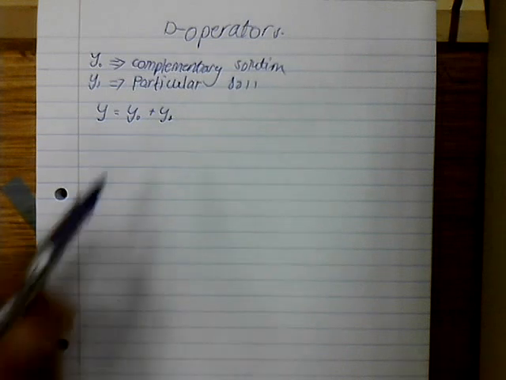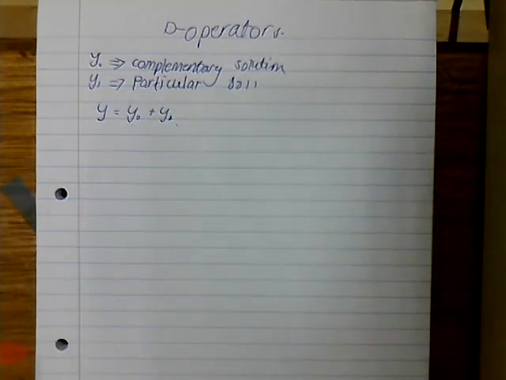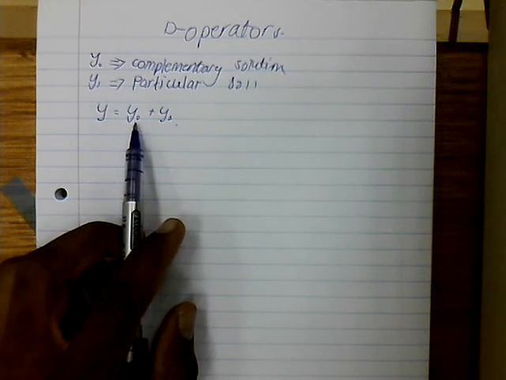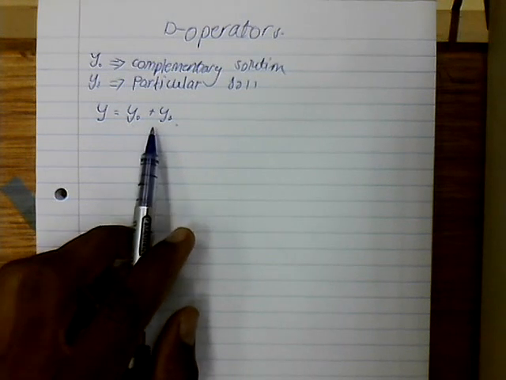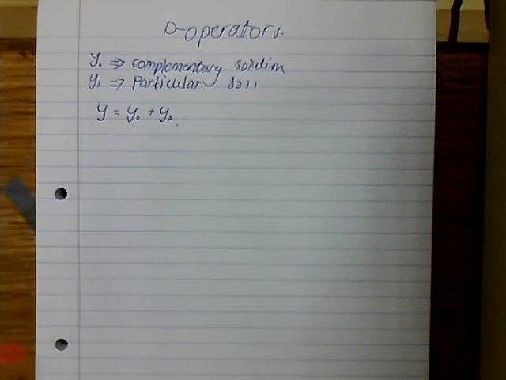Okay. Now the way we determine y naught and y1 are different, because when we are determining y naught, we equate our operator to 0, meaning that it's that value which is in the null space. Okay.